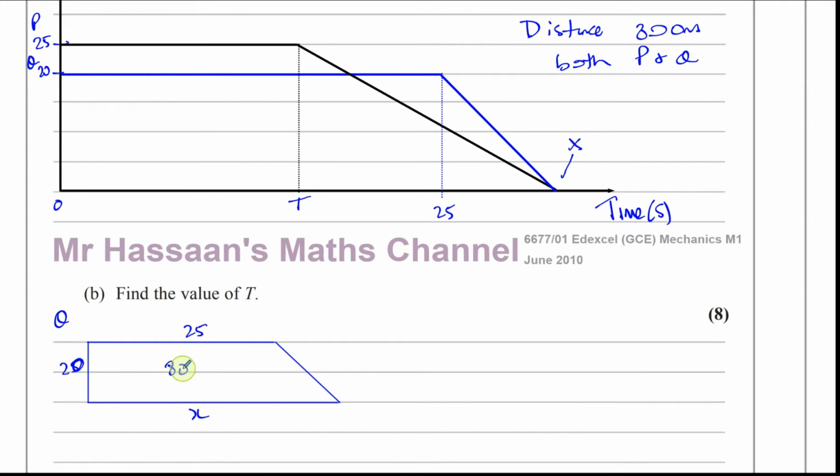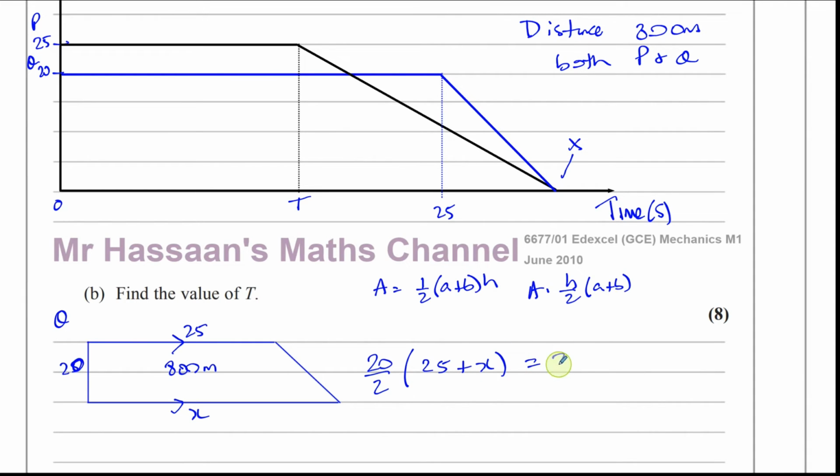I know that the area of this trapezium is equal to the distance traveled, so you can say that's equal to 800. So for a trapezium, the classic formula that you normally get is half times A plus B times H. I like to say H over 2 times A plus B. Same thing. So the H here represents the distance between the parallel sides, which is 20 here. So we can say 20 over 2 times A plus B. Those are the lengths of the shorter side, so 25 plus X, and that's going to give us 800 meters. So this gives you 10.